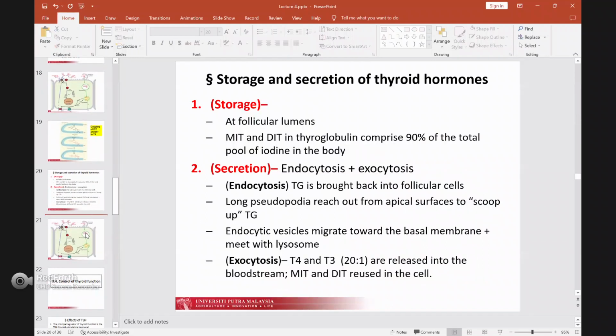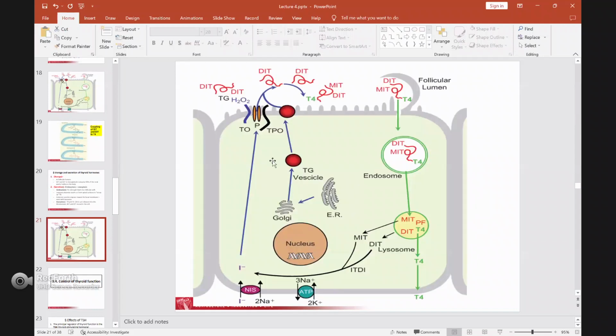In order to go to the colloid or follicular lumen, you need another channel to pass through the membrane of the cells. We call this channel pendrin. You can see the P here. The orange one is actually the channel for the iodine to go to the colloid or the follicular lumen.